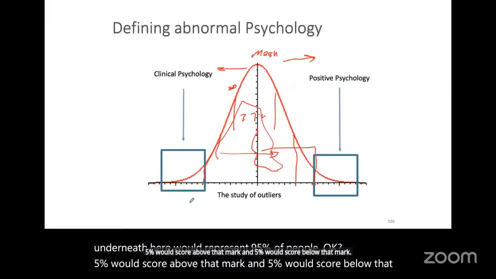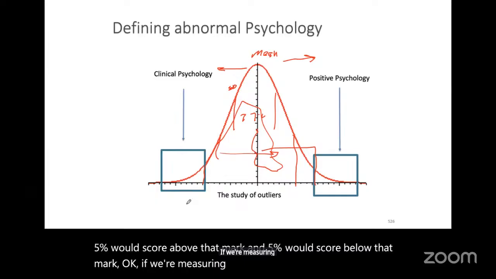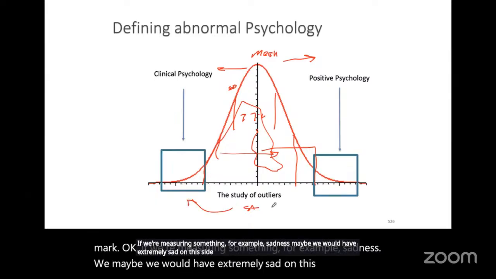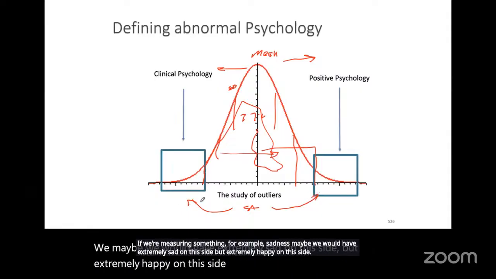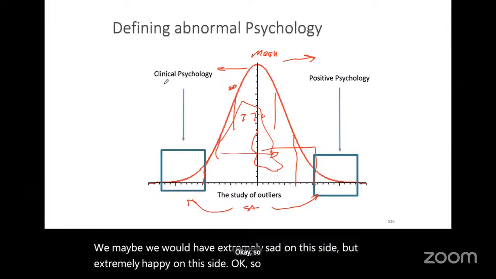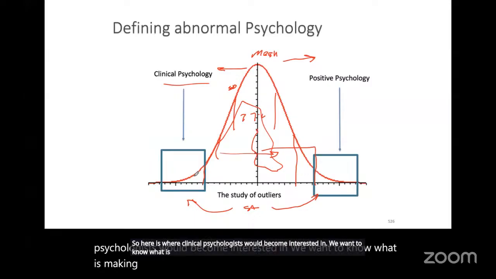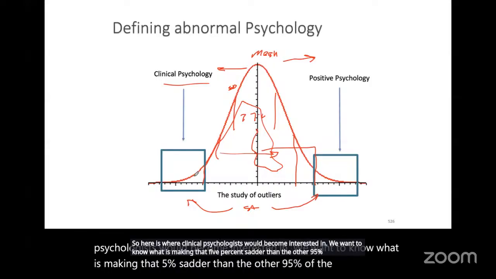Okay. If we're measuring something, for example, sadness, maybe we would have extremely sad on this side, but extremely happy on this side. Okay. So here is where clinical psychologists would become interested. We want to know what is making that 5% sadder than the other 95% of the population.